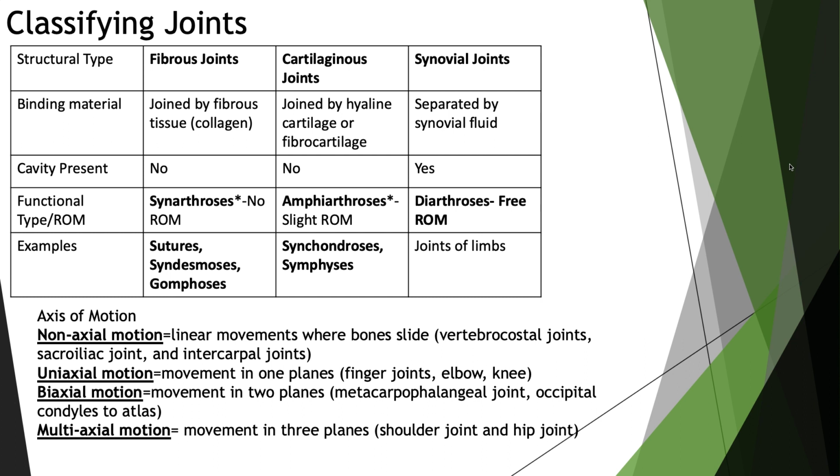Along with those motions, you can have different terms of axes. You can have non-axial motion, which consists of linear movements where the bones slide, such as the vertebrocostal joints, the sacroiliac joints, and the intercarpal joints. You can have uniaxial motion, which is movement in one plane, such as the finger joints, the elbow, and the knee. You have biaxial motion, which is movement in two planes, such as the metacarpophalangeal joints and the occipital condyles to the atlas. And you can have multiaxial motion, in which movement in three planes can occur, like the shoulder joint and the hip joint.